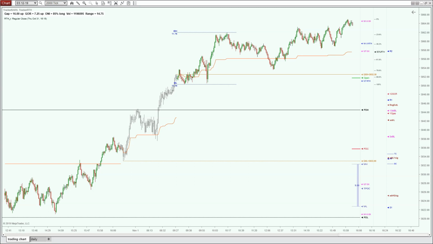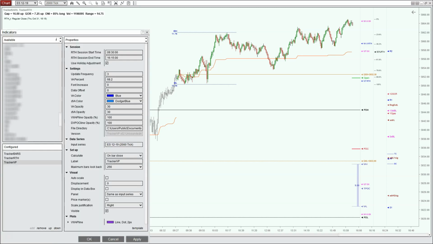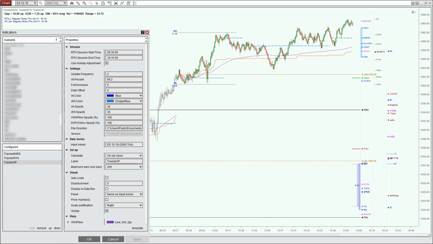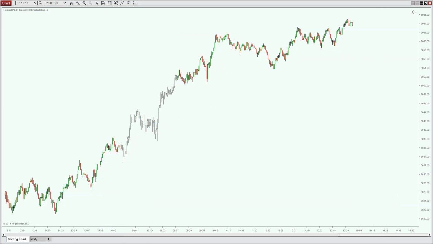TrackerVP is another one of our indicators. Its focus is volume studies, like volume profile and VWAP. I mention it now because TrackerRTH and TrackerVP fit seamlessly together, as can be seen here. Or just use each as standalone indicators if you choose.